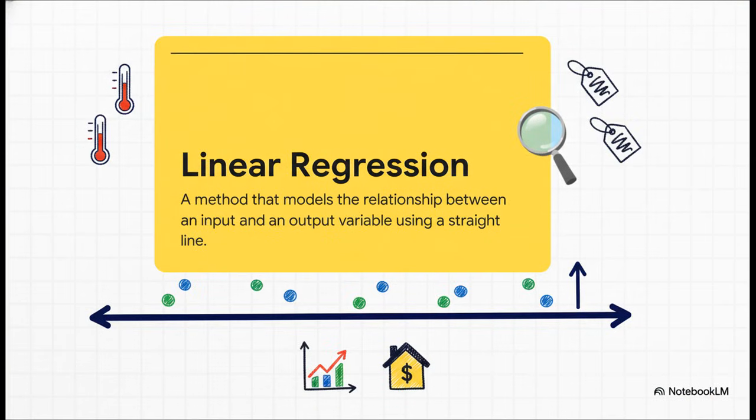And here it is. The name pretty much gives the game away. Linear because, well, it uses a straight line. And regression is just a fancy word we use when we're trying to predict a number that can have a range of values, like a price or a temperature, instead of just a simple yes or no. It's all about finding the single best straight line to describe the data you've got.